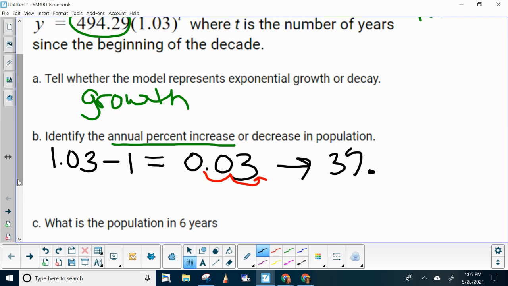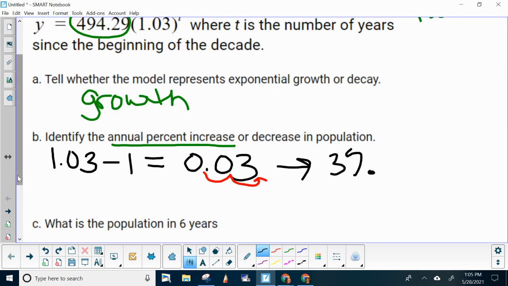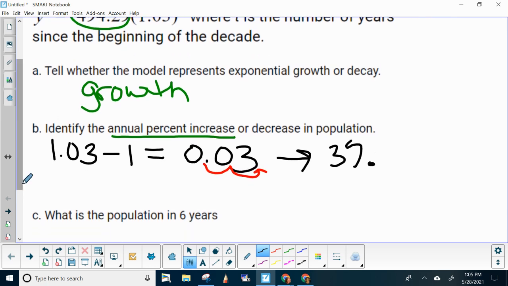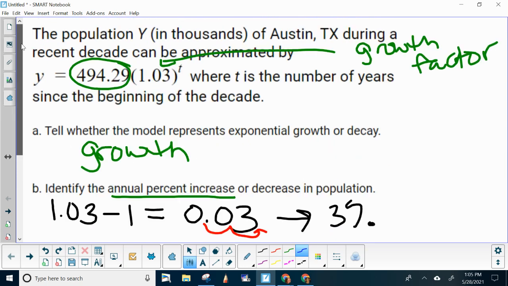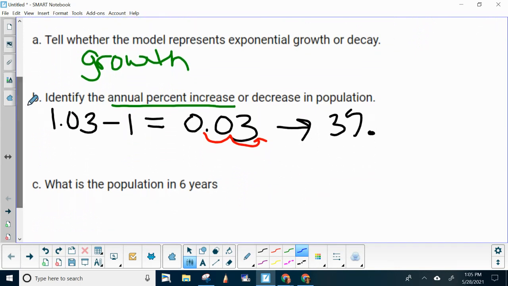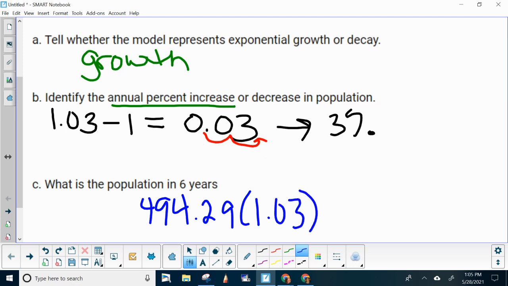The last question here is what's the population in 6 years? So basically what I need to do is write my equation. So I'm just going to write this equation down. I have 494.29 times 1.03 to the t. But instead of t, I'm going to do 6 years because t represents time. So that's my t, and I'm going to put this in the calculator.